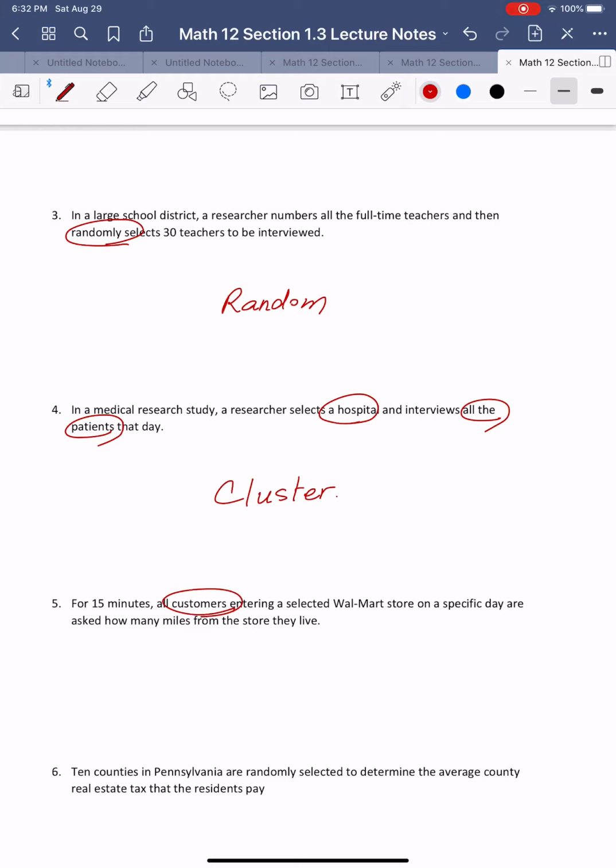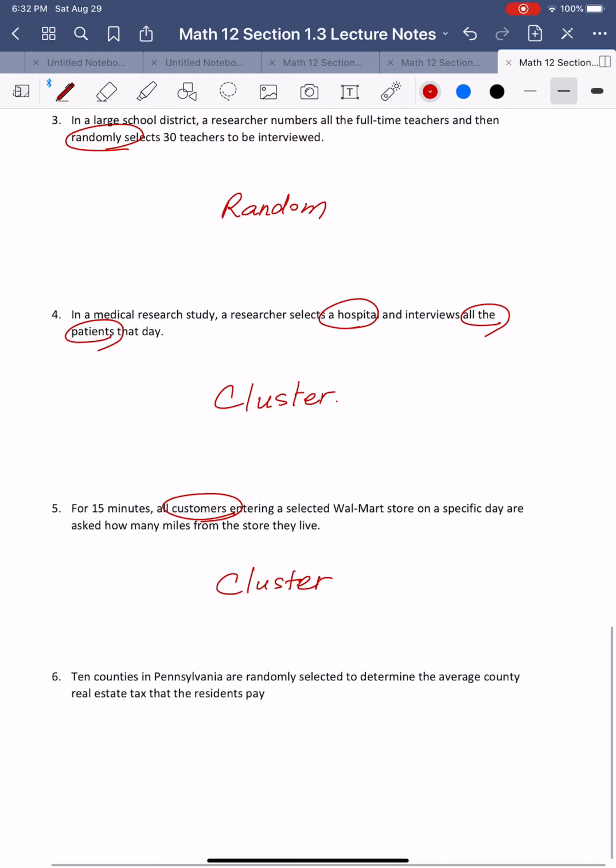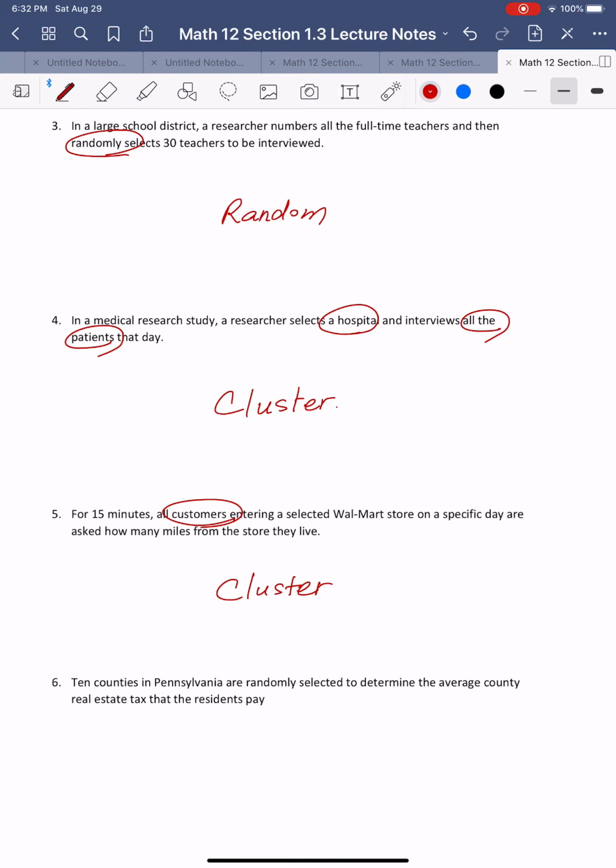Number five: for 15 minutes, all customers entering a selected Walmart store on a specific day are asked how many miles from the store they live. So it's a cluster because they ask all the customers. Number six: 10 counties in Pennsylvania are randomly selected to determine the average county real estate tax that the residents pay, which is going to be random.